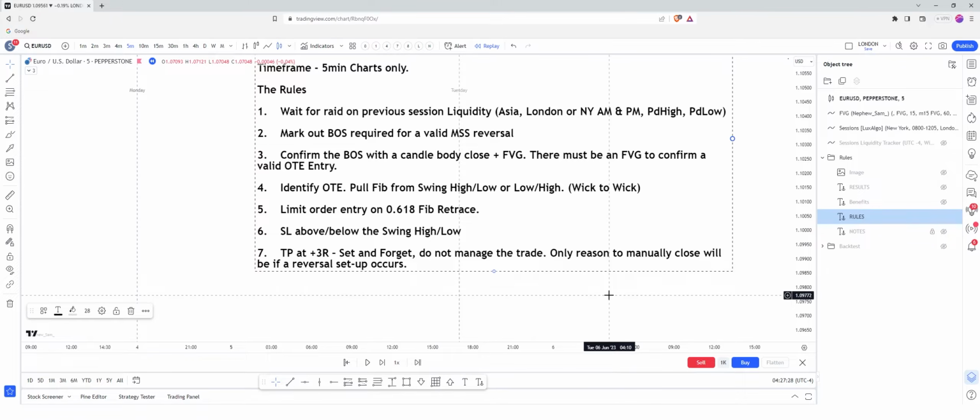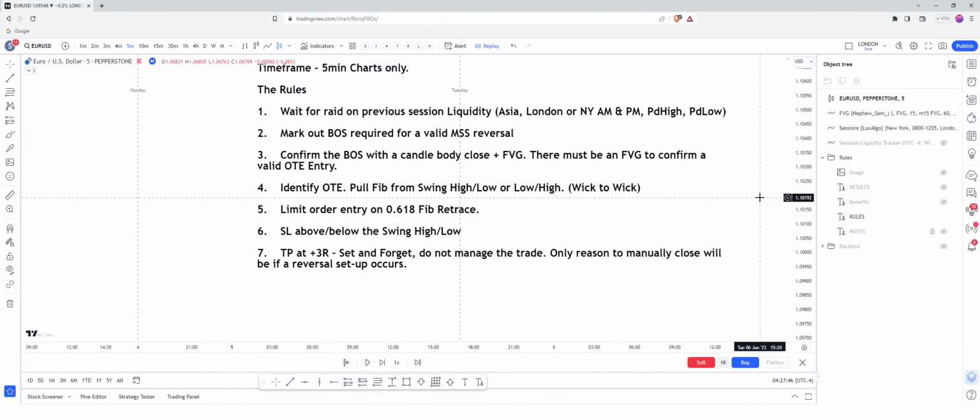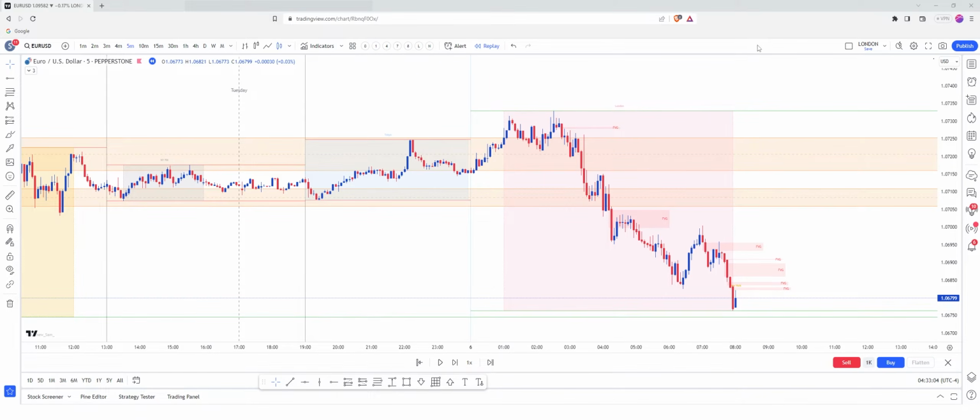And as I mentioned, this is basically a set and forget strategy. We're not going to be managing the trade or taking partials. The only reason we will ever manually close the trade is if a reversal setup occurs, often going into the next session. Again, I'll show examples of this in the live charts. Let's now jump into bar replay mode and walk through an execution of how this strategy would play out.